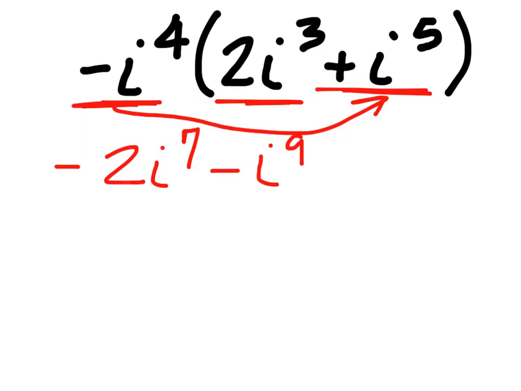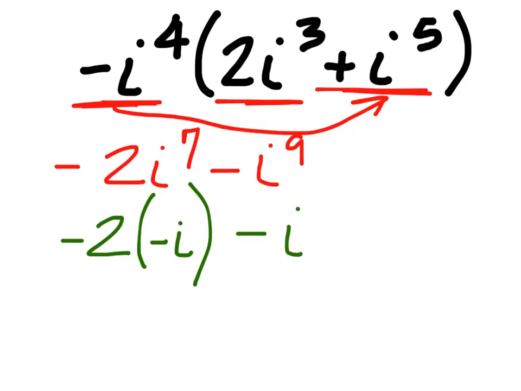So what's i to the seventh? Negative i. Now, don't make this mistake. You still have negative 2 here, and we've just simplified i to the 7th to be a negative i. So don't lose any signs in the process. And then we'll go back here to i to the 9th. i to the 8th is 1, so what's i to the 9th? Just an i. And don't forget that this minus sign was already here. This i to the 9th is not negative i. This minus sign was already there.